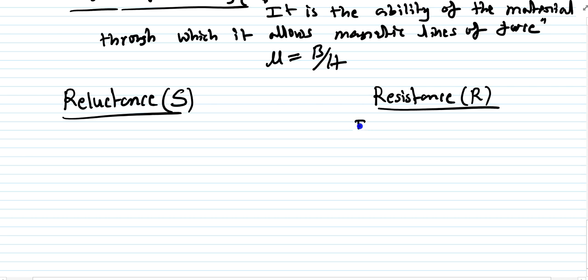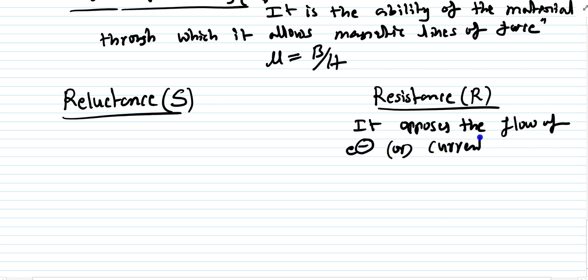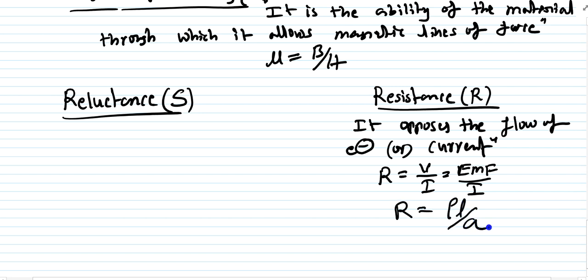It opposes the flow of electrons or current. That is the property of the resistance of any material. Then R is nothing but V by I, or you can say EMF by I. So R is equal to resistivity rho L by the cross section area of the conductor. These are the concepts we have already gone through in the case of the electrical circuit.